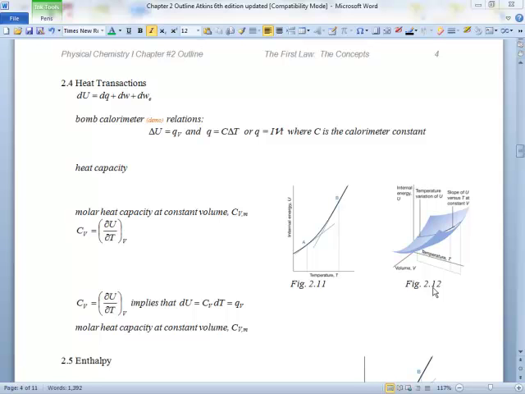Okay. So we're continuing the first law of thermodynamics. And now we're into heat transactions. This is kind of doing bookkeeping with heat, keeping track of it. So what could this heat do?